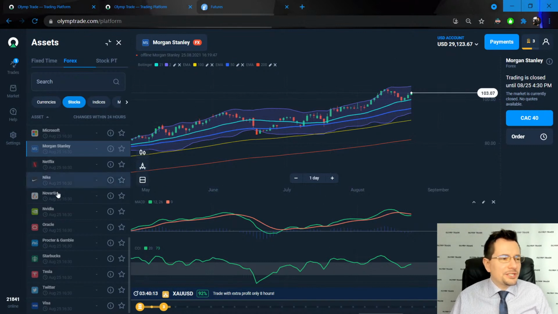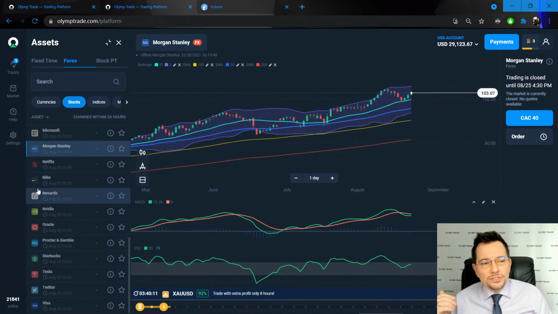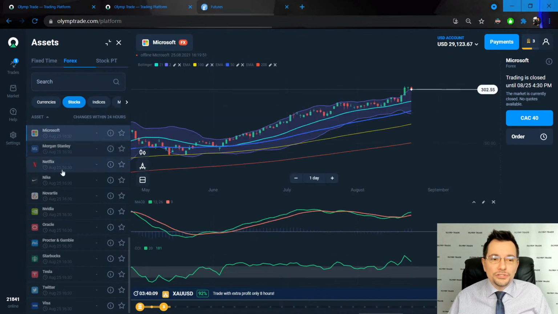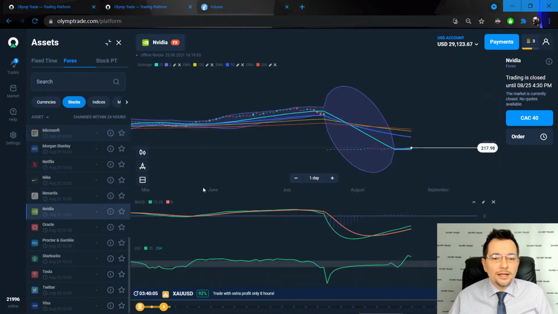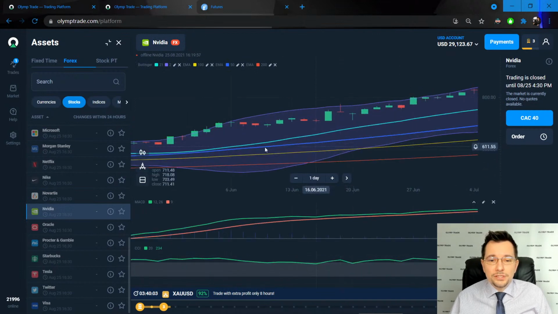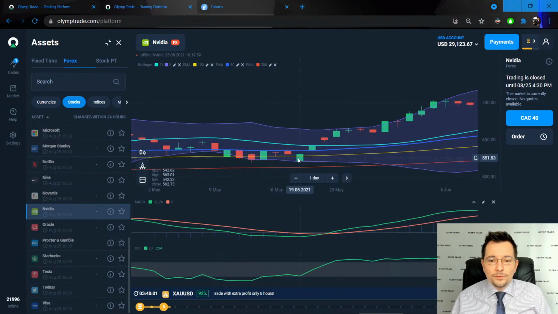Especially the 50, especially in decently good stocks. And all of our stocks on the Olymp Trade platform are decently good stocks. This is why I use such trade amounts, because these are the levels of last resistance or last support.